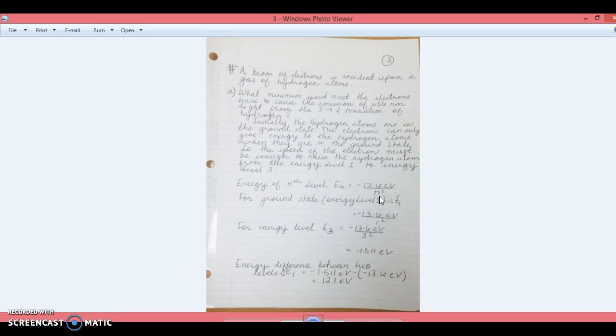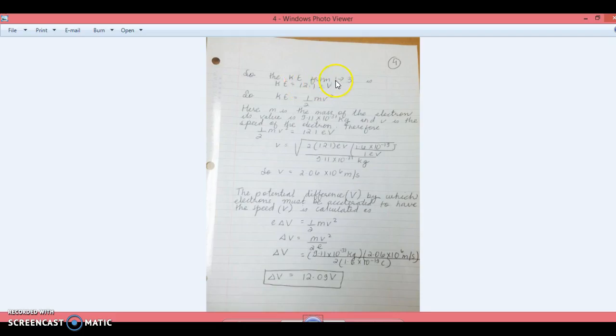n tells you what state it is in. For example, the ground state is level 1, so it is E1, and we have 1 as the number. For level 3, we have a 3 there, 3 squared, and we get negative 1.511 electron volts. Then we get the energy difference between these two levels, which is final minus initial, E3 minus E1, which is 12.1 electron volts. So the kinetic energy needed from 1 to 3 is 12.1 electron volts.